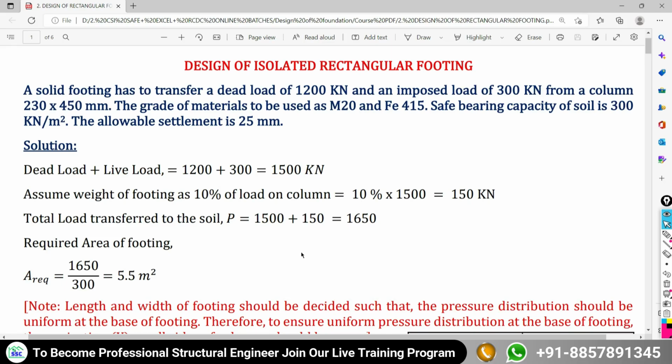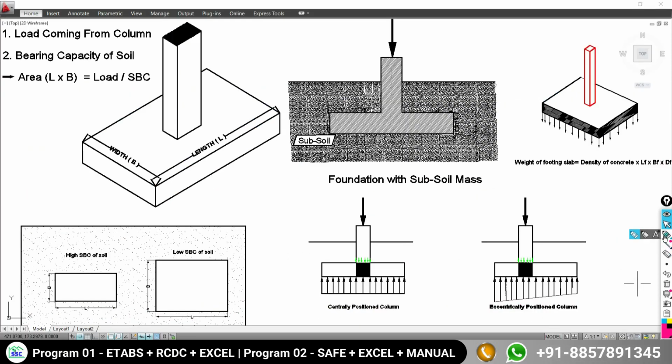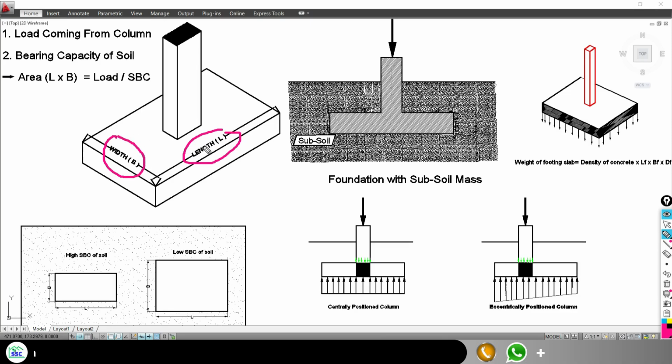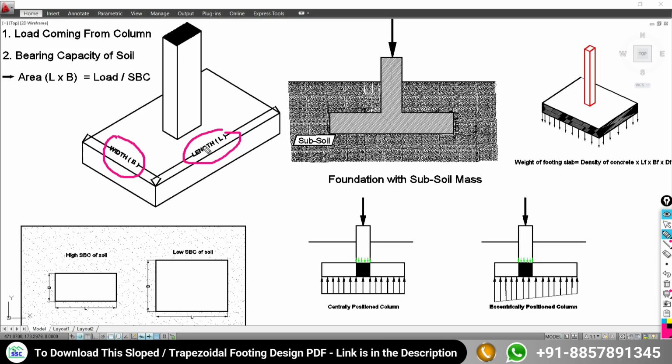In the first step, we need to find out the in-plan dimension of the footing. So try to understand what is meant by the in-plan dimension of the footing. The requirement of this length and the requirement of this width is what is the in-plan dimension of the footing. How much the length and how much the width of the footing should be for a safe design mainly depends on two important factors. The first one is what?